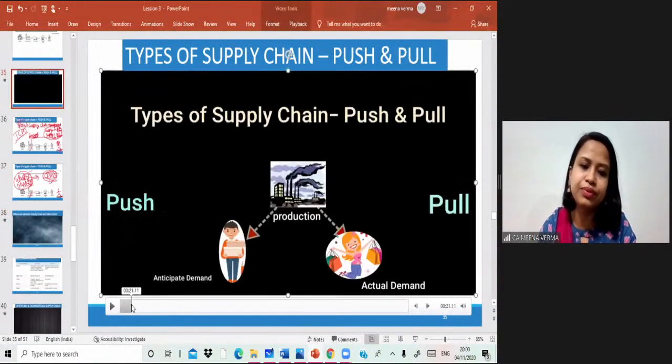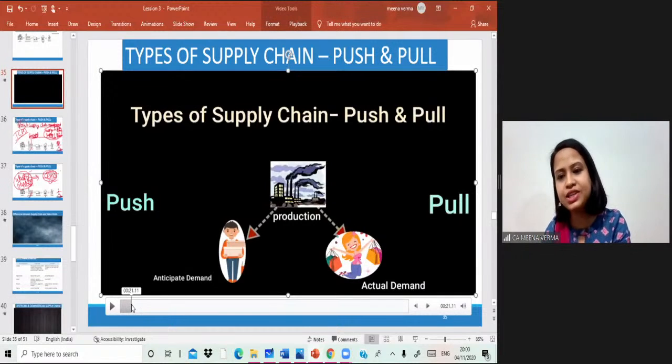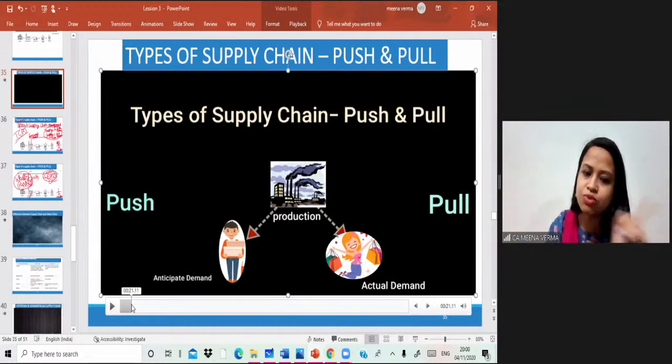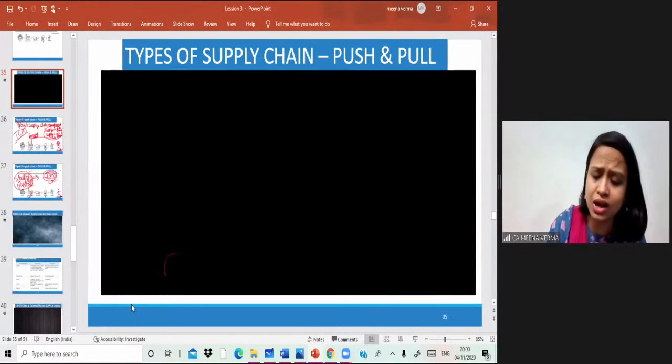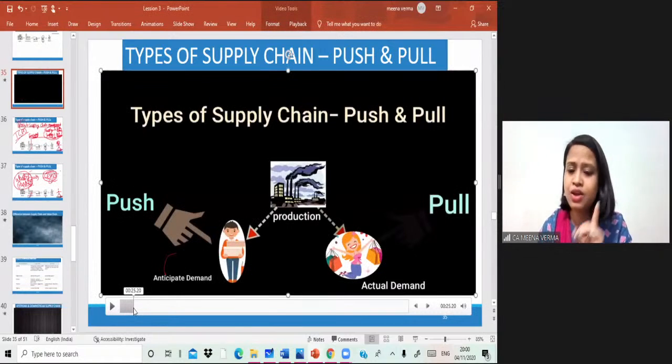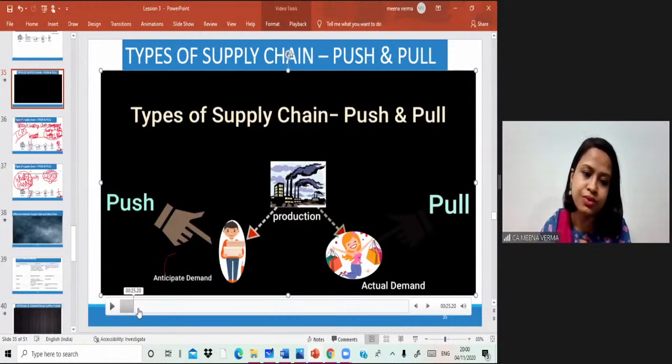Okay, so supply chain management can be of push system and pull system. In push system, what happened? We forecast the demand. We don't know the exact demand of the customer, we forecast the demand. While in pull system, what happened? We consider the actual demand of the customer and accordingly we produce the goods.